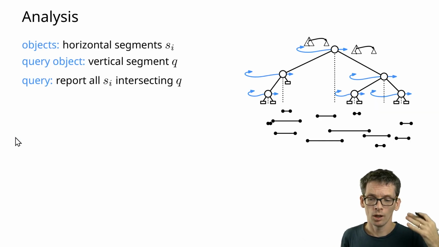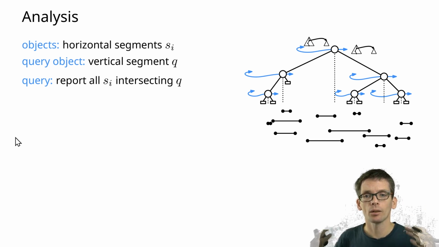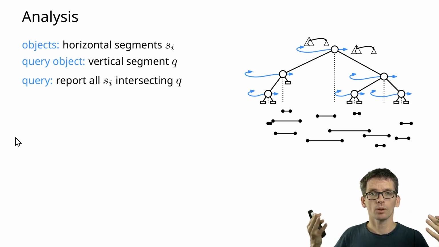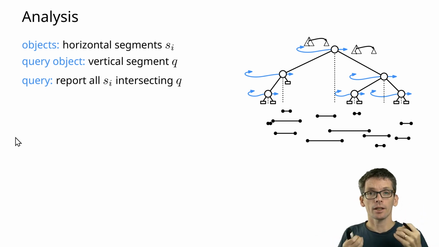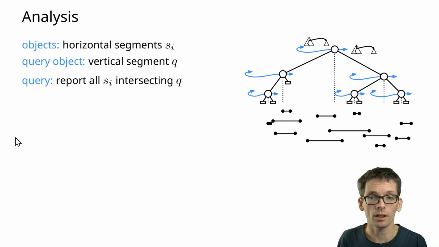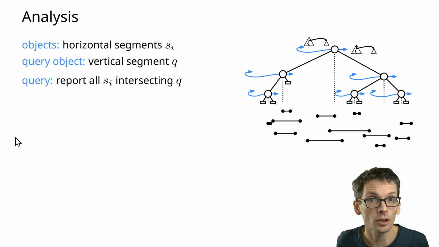That is the setting. Once more, our objects are horizontal line segments. The query object is a vertical line segment. The query is: report all segments, input objects Si, that intersect my query segment. The data structure is an interval tree with associated data structure, a 2D range tree. And now let's think about how much space this needs. The interval tree as such, if we ignore all of those range trees, takes linear space.